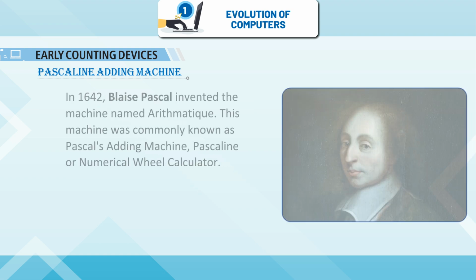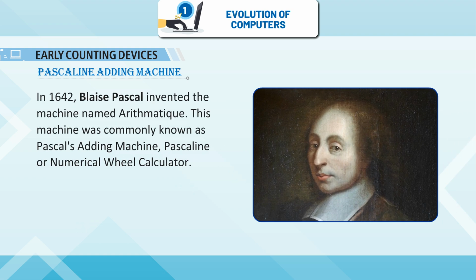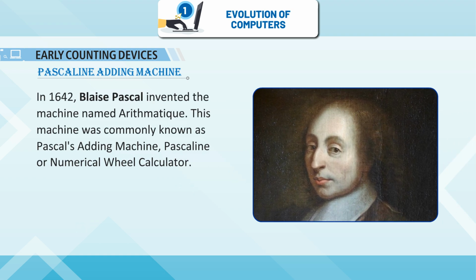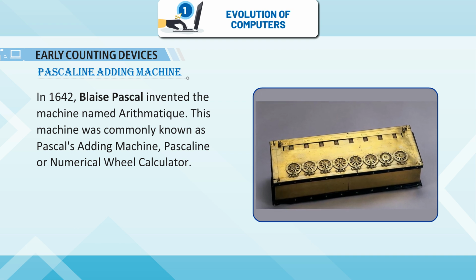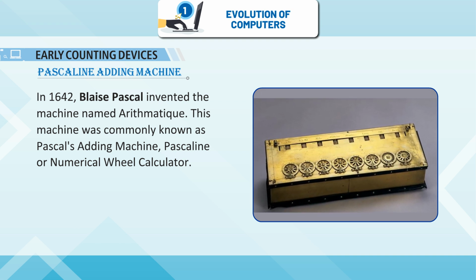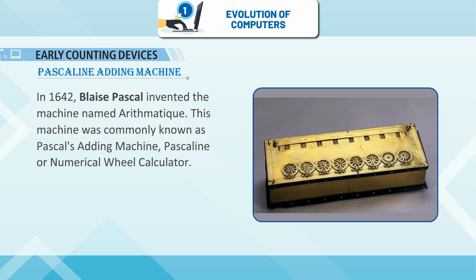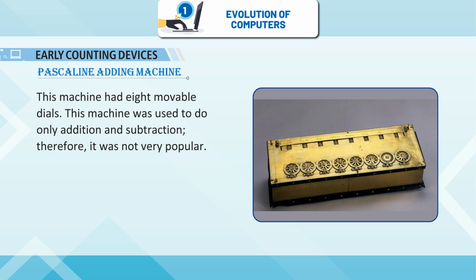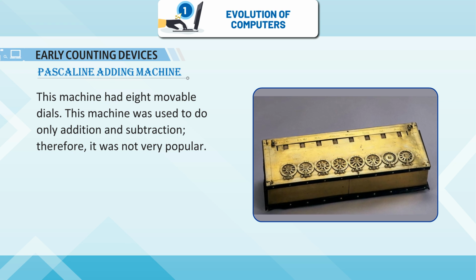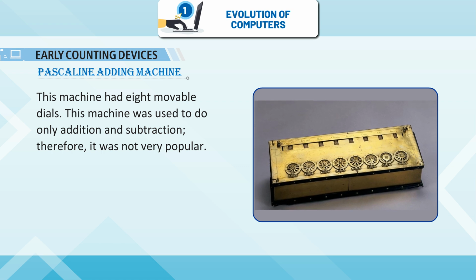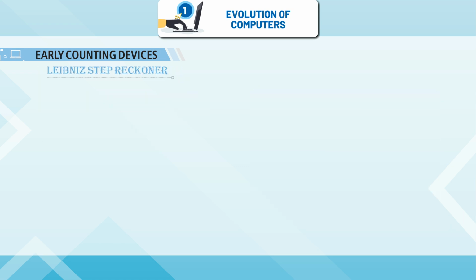Pascaline adding machine. In 1642, Blaise Pascal invented the machine named arithmetic. This machine was commonly known as Pascal's adding machine, Pascaline or numerical wheel calculator. This machine had 8 movable dials. This machine was used to do only addition and subtraction. Therefore, it was not very popular.